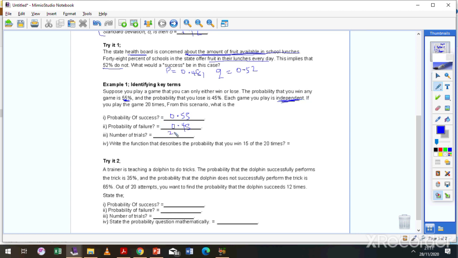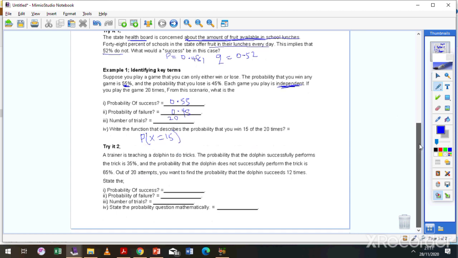If you play this game 20 times, the number of trials is 20. Write a function that describes the probability that you win 15 of the 20 times. So this is simply probability that you win 15 of the 20 times. This is how you write a probability in a binomial distribution. As far as how to calculate this is concerned, I'm going to show you that in a little bit. But this question is simply asking you to write the function that describes that probability, and that is simply P of X is equal to 15.